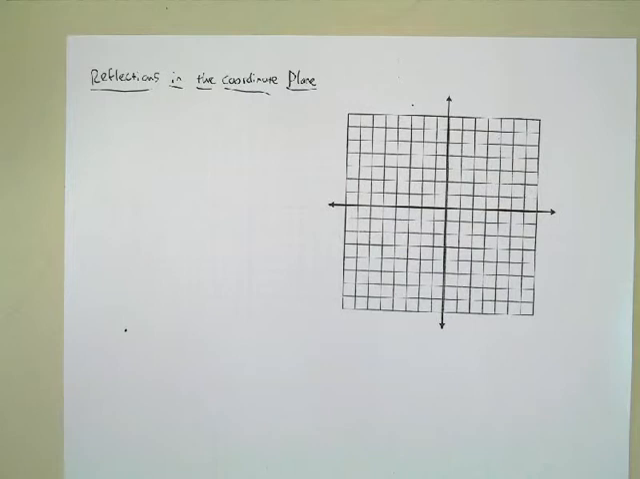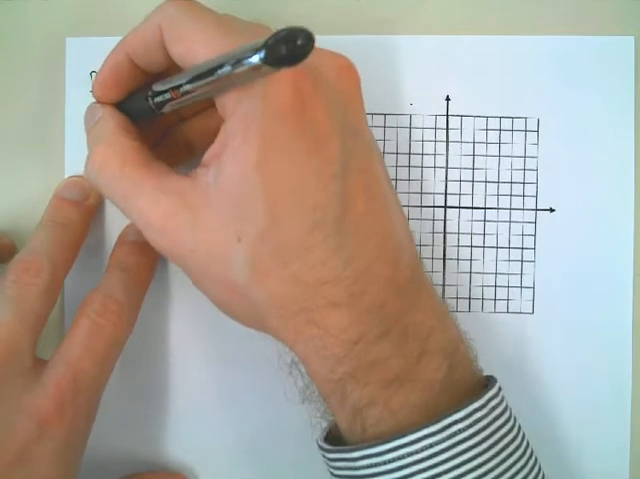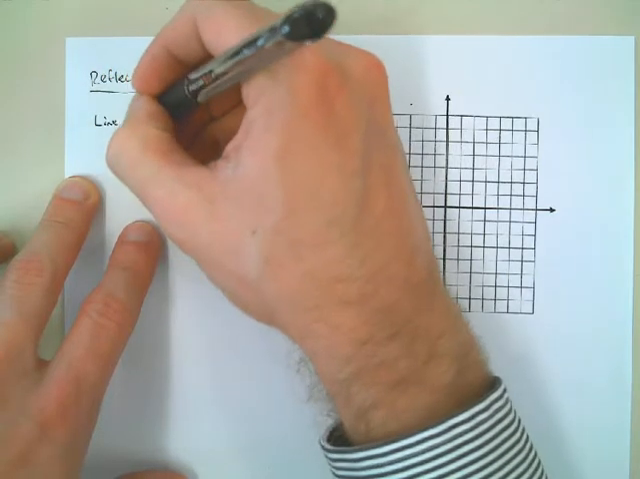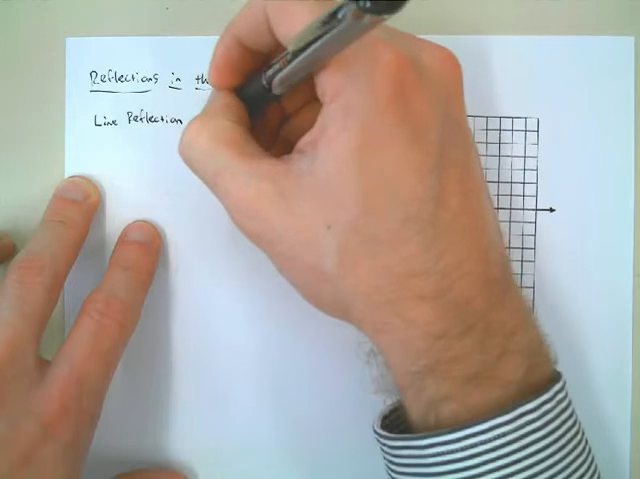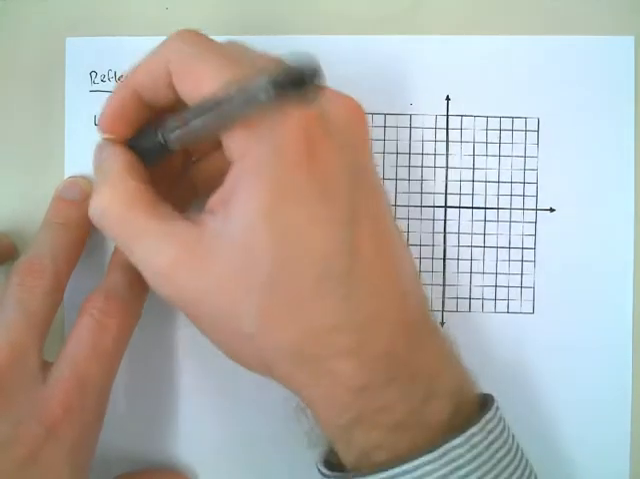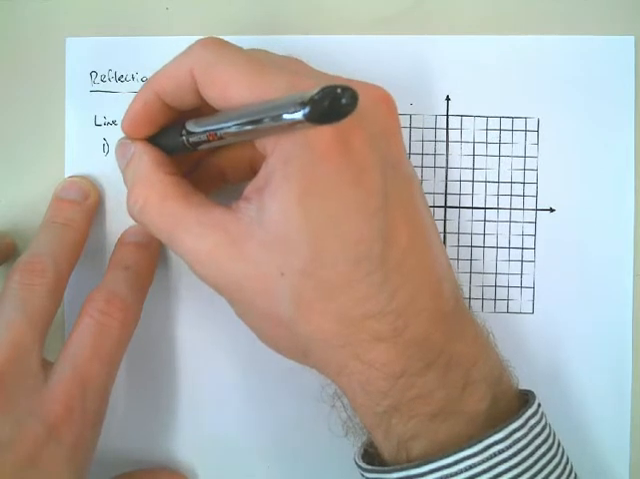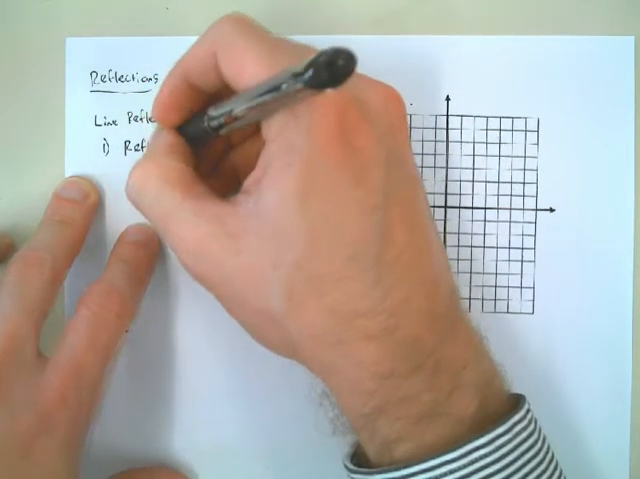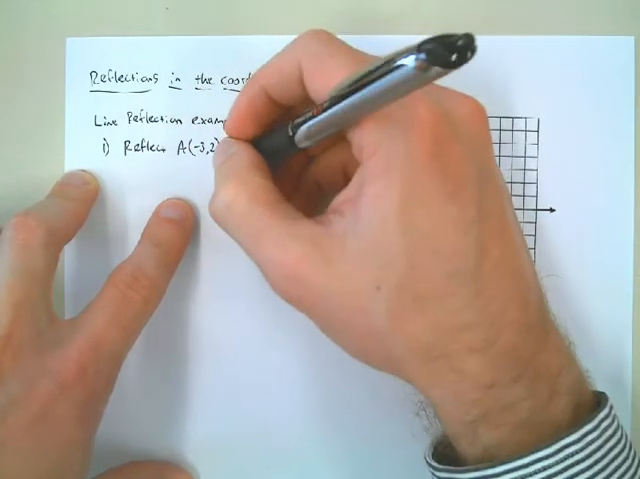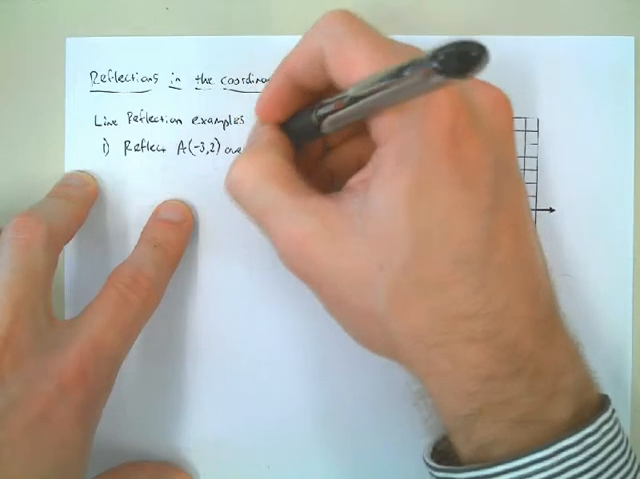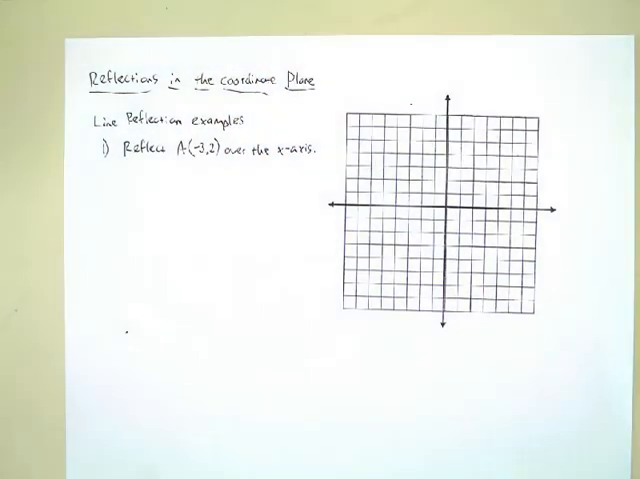Okay, so we're going to do some transformations here. Let's do some line reflection examples. Okay, so example 1 here. We're going to reflect A that has coordinates -3, 2 over the x-axis. Now we could write that sentence, but also we can do it symbolically.